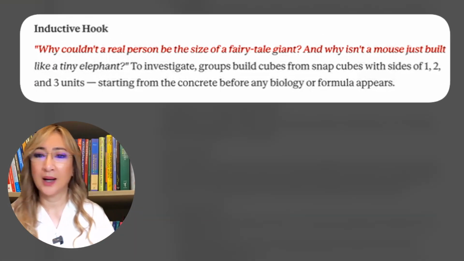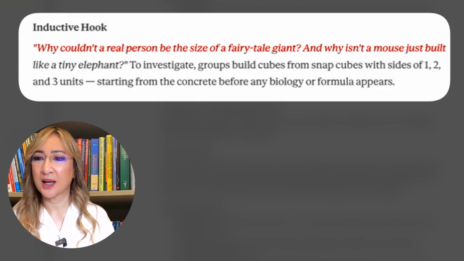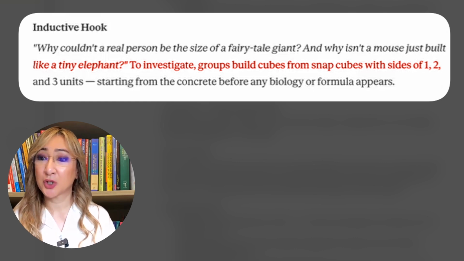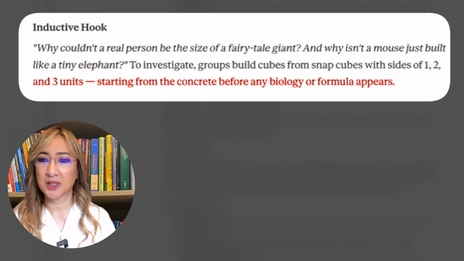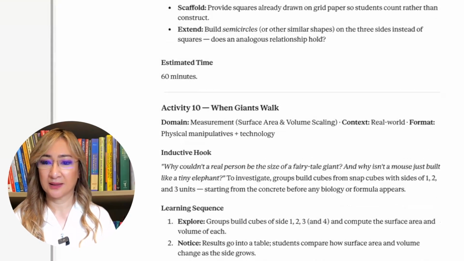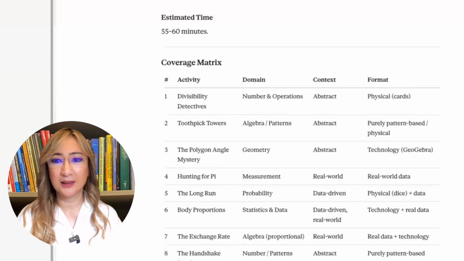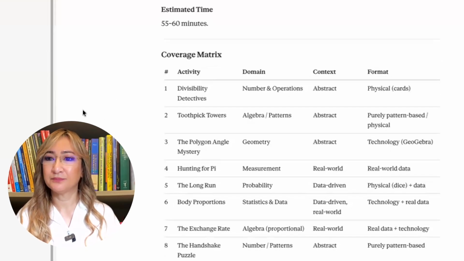Okay, what's this one? Why couldn't a real person be the size of a fairy tale giant? And why isn't a mouse just built like a tiny elephant? To investigate, groups build cubes from snap cubes or multi-link cubes with sides 1, 2, and 3 starting from the concrete before any biology or formula appears, okay? And that's to do with surface area. All right, so I like how I've got a nice summary here from Claude of the 10, and then it tells me the domain, the context, and then the physical format.